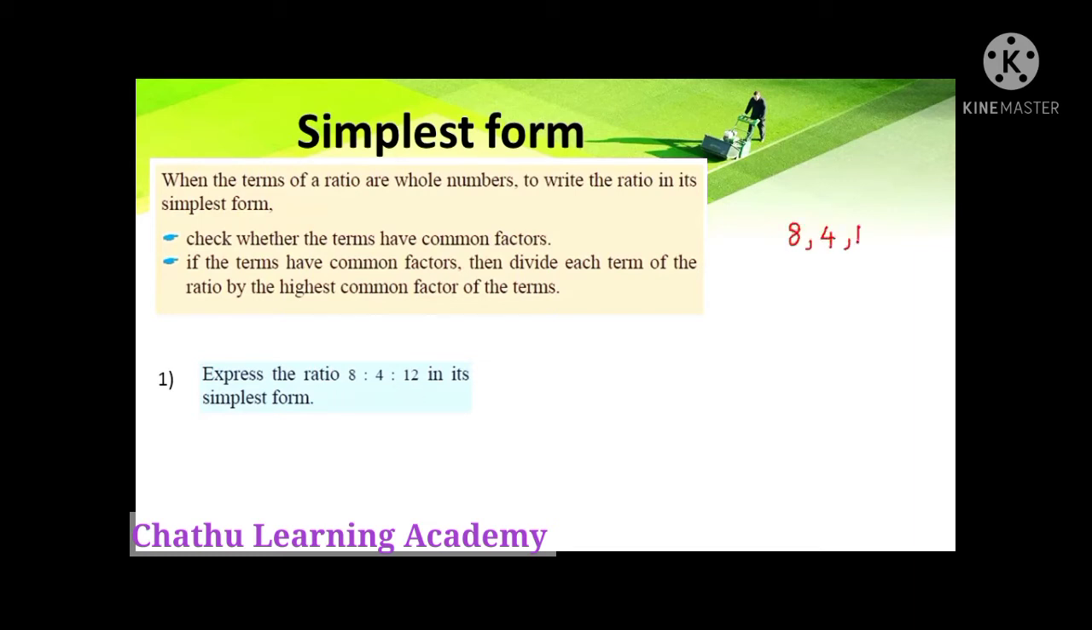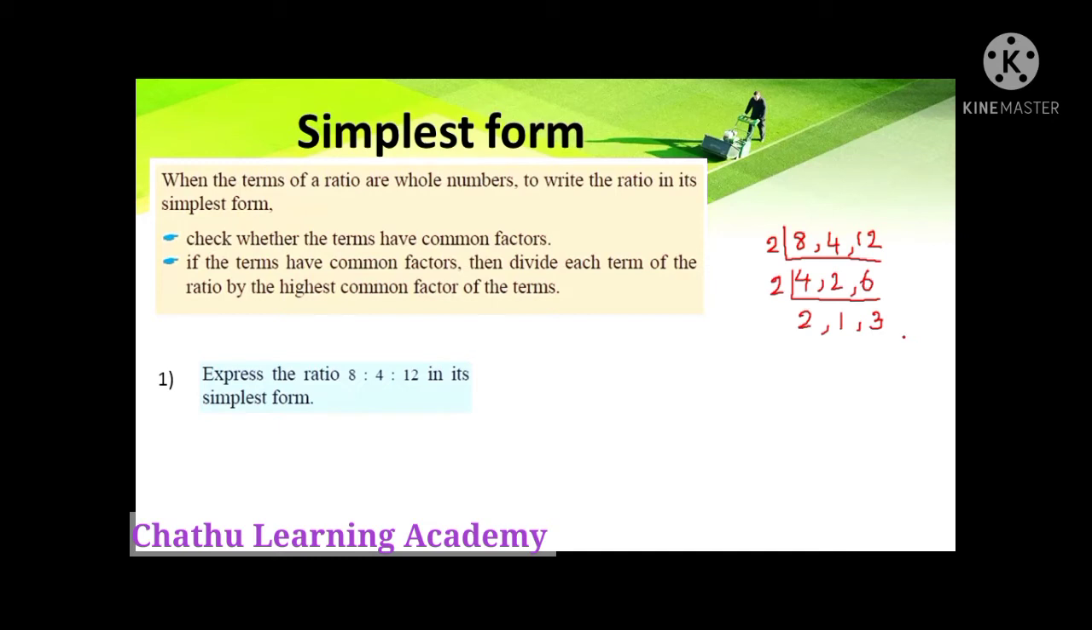8, 4, 12. If we want to find the highest common factor, we want to divide these three values by prime numbers. These three numbers should be divisible by the selected prime number. If we select 2, all three are divisible, aren't they? Are they divisible by 2? Yes. Then we can select 2 as the first divisor. 4, 2 and 6. Again we can divide these three values by 2. 2, 1, 3.